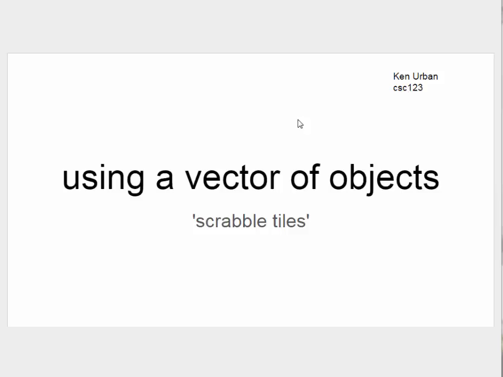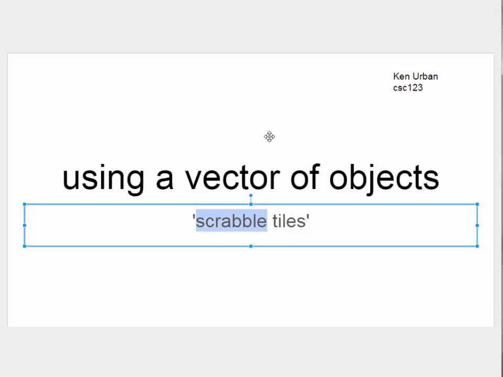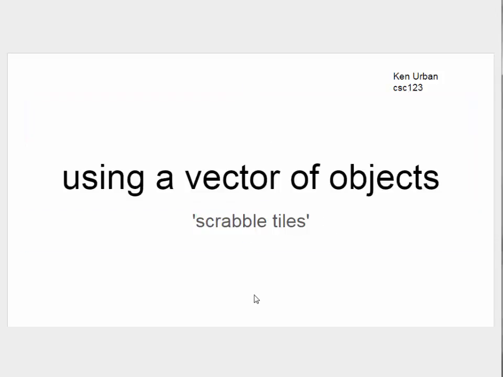Hello, and welcome to a presentation here on basically using C++ to create a vector of objects. The example I'm going to go through here in detail is basically just creating a bunch of Scrabble tiles or Words with Friends tiles. Hopefully you've seen that name, otherwise you can Google it, but you should get a good idea from what I'm doing.